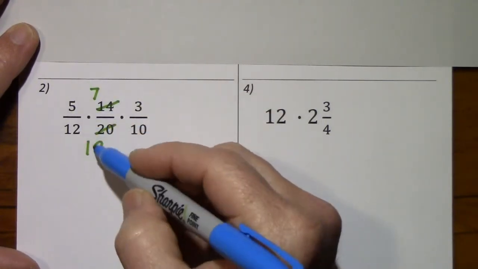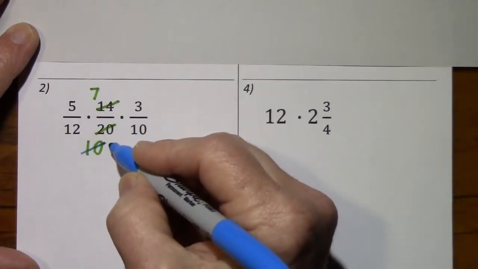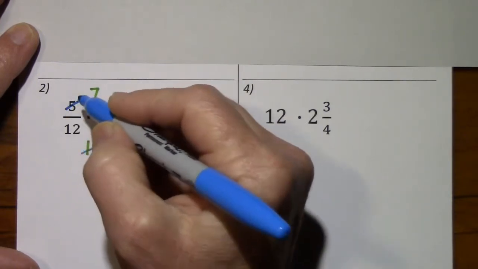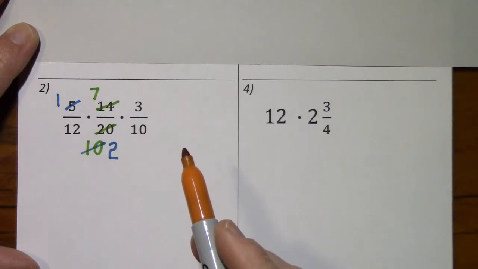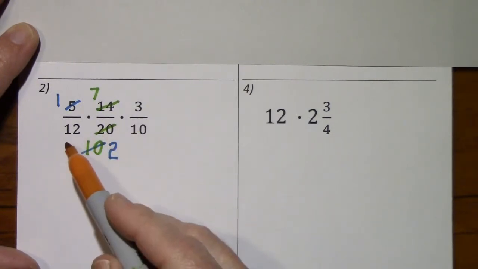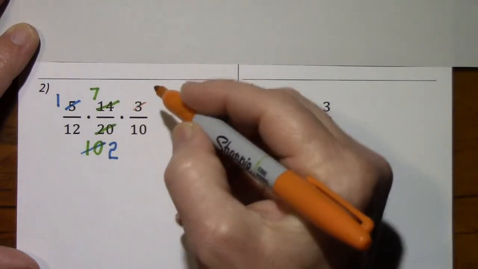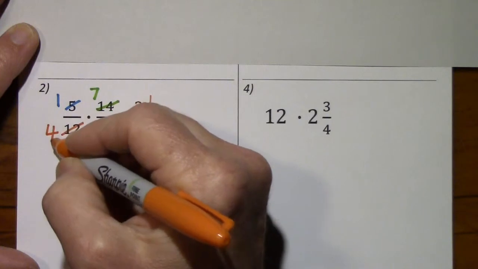The 5 and the 10, notice a common factor is 5. 5 goes into 10 twice. 5 goes into 5 once. We can reduce diagonally here. 3 is a common factor. 3 goes into 3 once. 3 goes into 12 4 times.